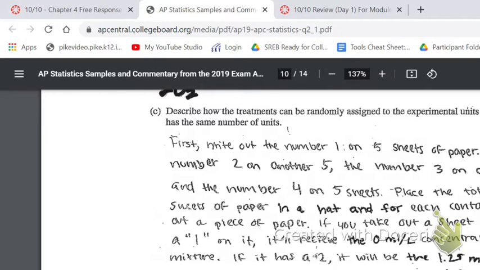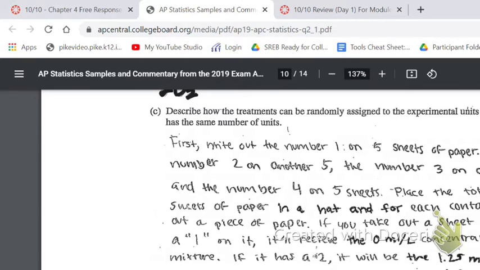We've got 1, 1, 1, 1, 2, 2, 2, 2, kind of like names in a hat type situation, although they haven't described what they're doing with it yet. Place the total of 20 sheets of paper in a hat, and for each container, take out a piece of paper. If you take out a sheet that has a 1 on it, it'll receive the 0 milliliters per liter concentration of fungus mixture. If it has a 2 on it, it will be in the 1.25 milliliter. A 3 will be the 2.5 milliliter, and a 4 will be the 3.75 milliliter. Do not place the sheets of paper back into the hat once it has been taken out.